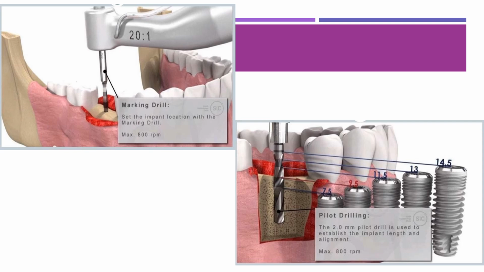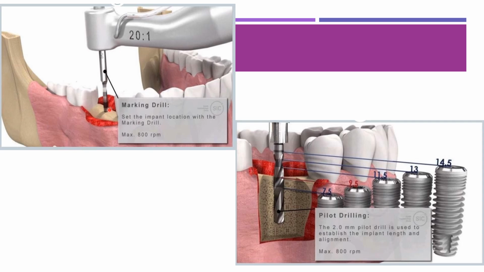You can see that this is the marking drill, that is, the lance drill or pilot drill or locator drill. It is just 2 mm in width. If the ridge is knife-edge type, contouring or flattening of the bone can be done before going for the initial drilling. You can go for contouring the alveolar bone. If it is very knife-edge, you can go for contouring or flattening.